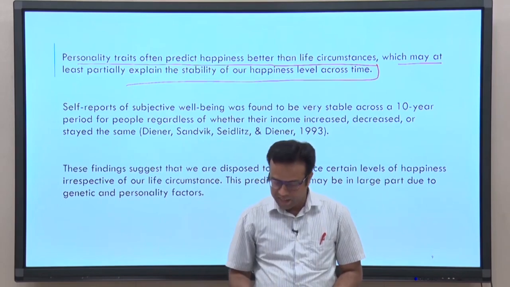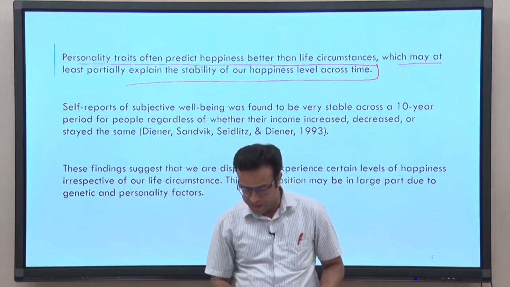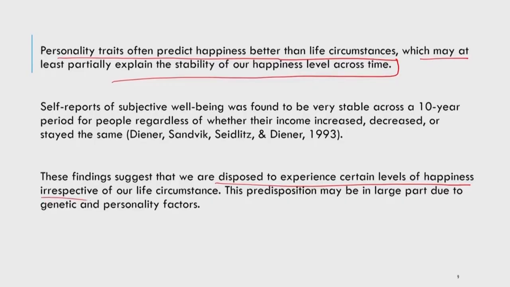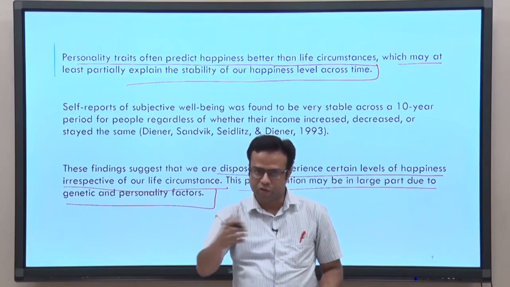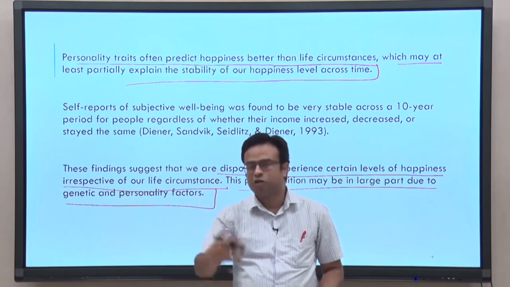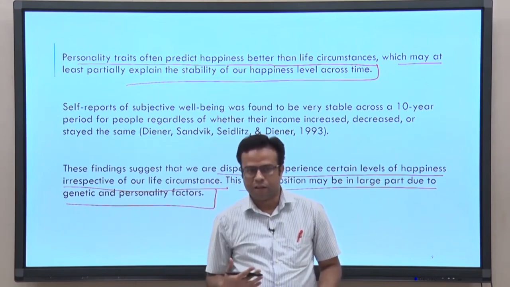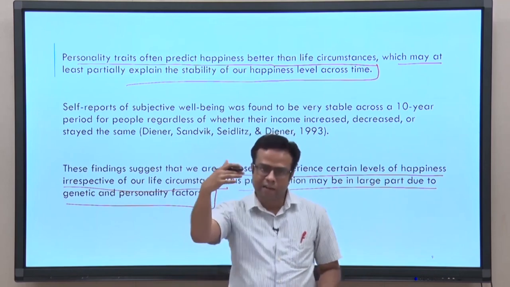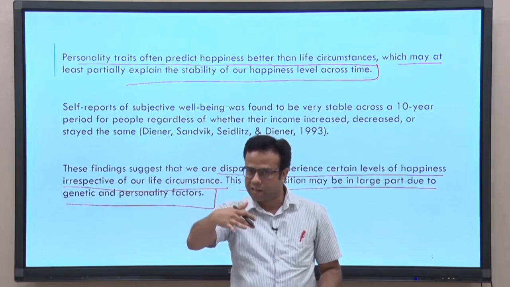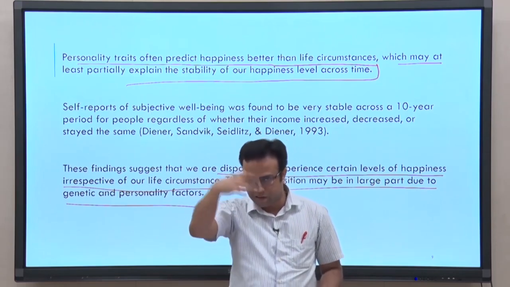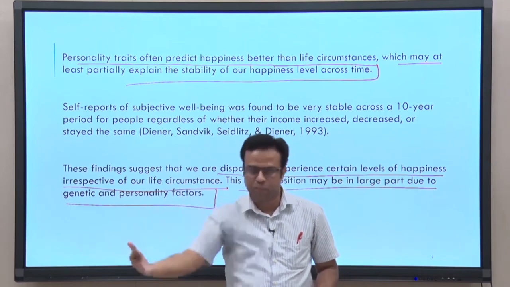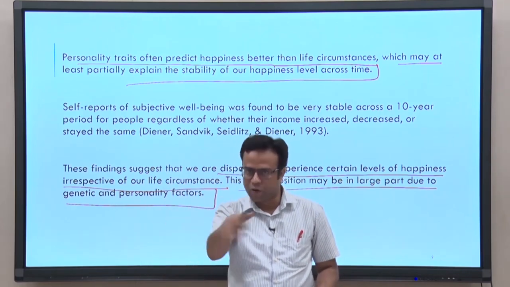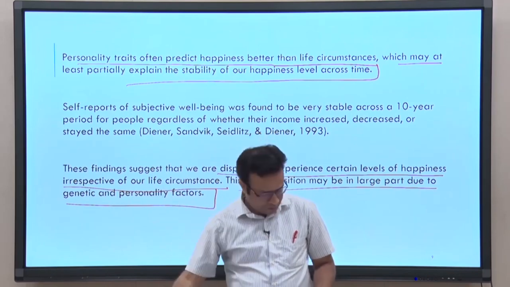This finding suggests that we are disposed to experience a certain level of happiness irrespective of our life experiences, and this predisposition may in large part be explained by genetic and personality factors. So, this stability can be explained using genetics and personality factors. This is one of the barriers, in that sense, to increasing our happiness level, because it is influenced by a genetic set point. It limits the level and intensity of our experience, as do our personality characteristics, which can also be indirectly influenced by our genetics.